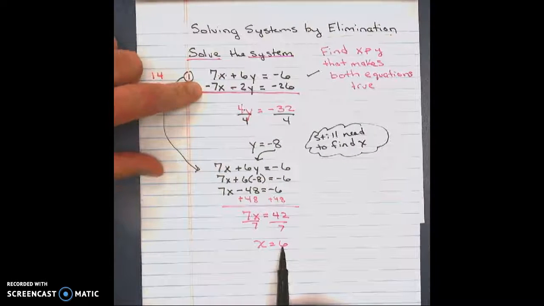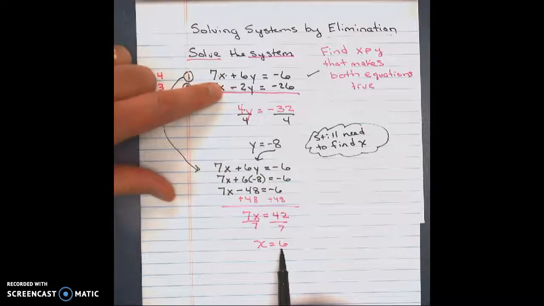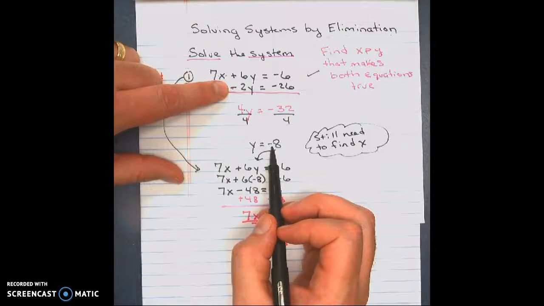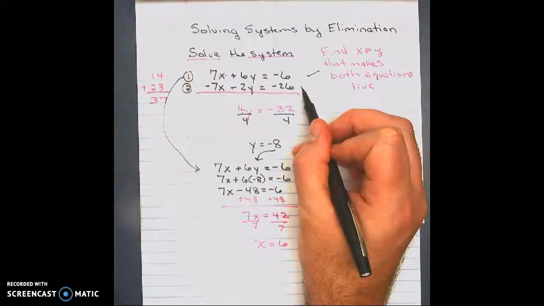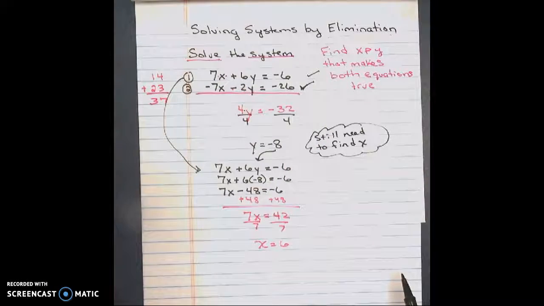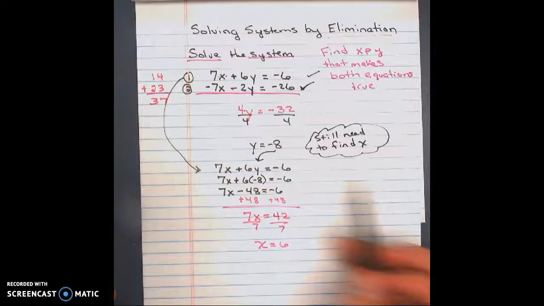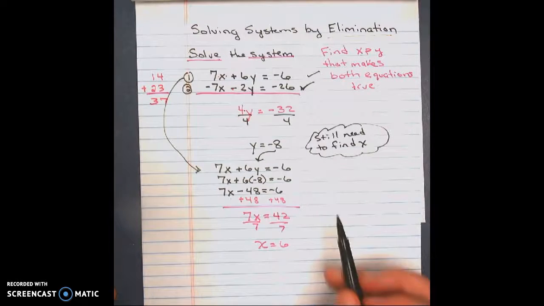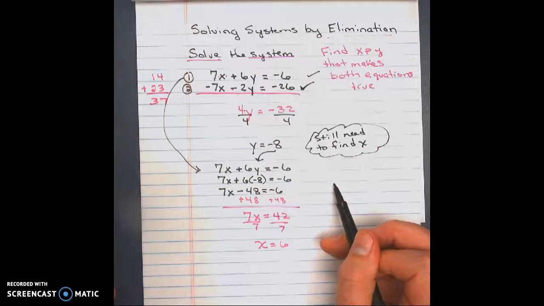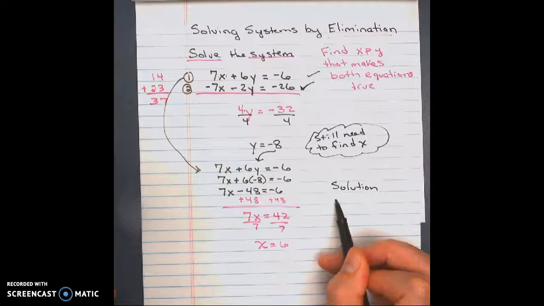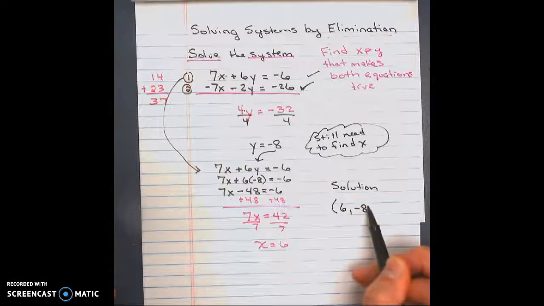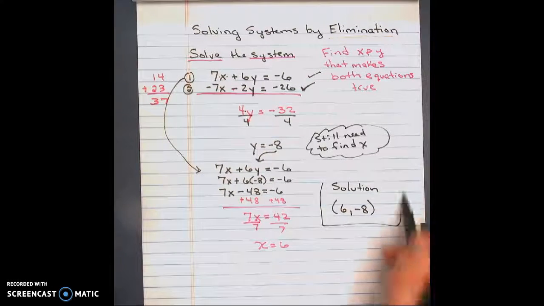And if you want to plug it into this one, again, I'm doing some mental math, but you can do it on your calculator. -7 times 6 is -42. -42 minus -2 times -8 is a +16. So -42 plus 16 is -26. So my x and y work in both. Now, a lot of times answer keys will write these answers as an ordered pair, like a point on a line. So a very traditional answer would look something like this. You would say your solution to this system is (6, -8). And that's kind of the basics of elimination.